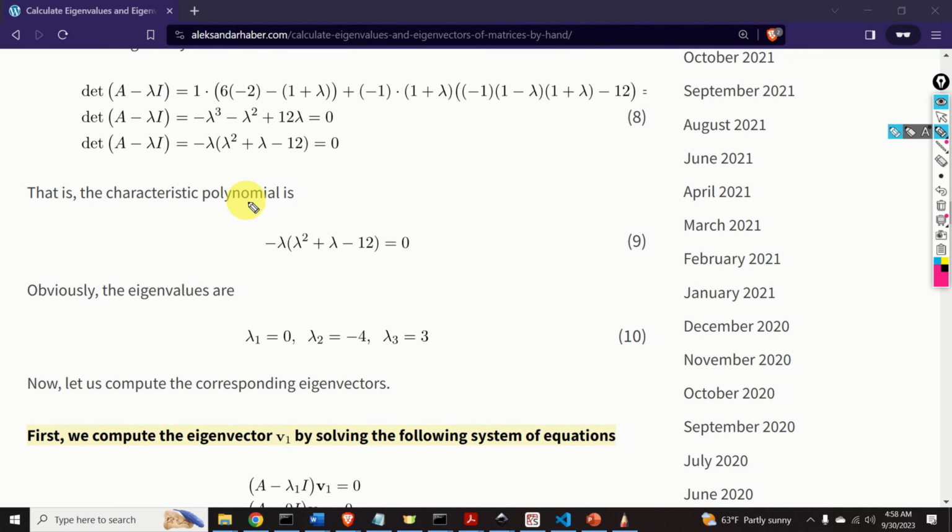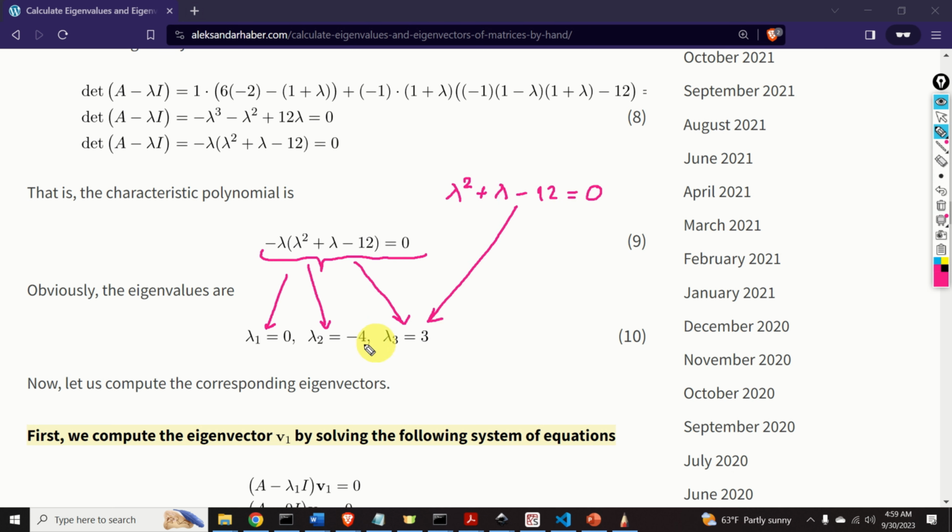From this characteristic polynomial, we can see that the eigenvalues are lambda1 is equal to 0, lambda2 is equal to -4, and lambda3 is equal to 3. We obtain lambda2 and lambda3 by simply computing the roots of the quadratic equation: lambda squared plus lambda minus 12 is equal to 0. You can double check and see that these are the zeros of this quadratic function.